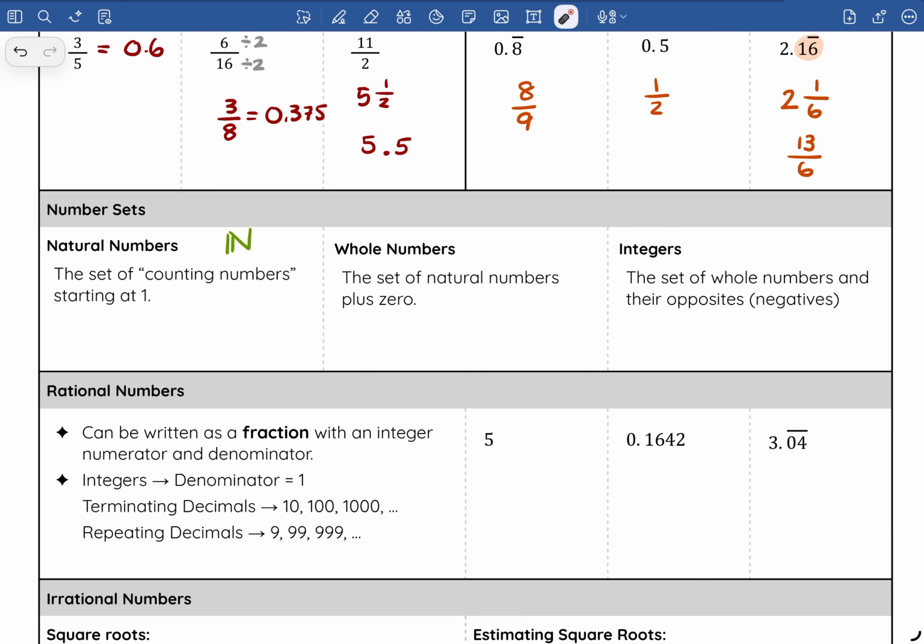So if you started counting on your fingers, what numbers would show up there? So 1, 2, 3, going on forever. We only have 10 fingers, but it's technically forever. Next up, we have the whole numbers. What's our fancy letter for the whole numbers? W.